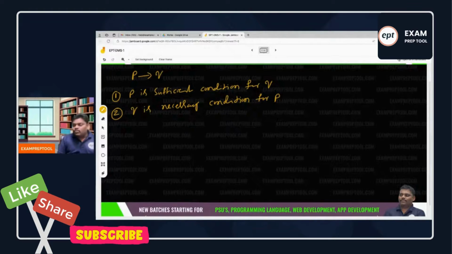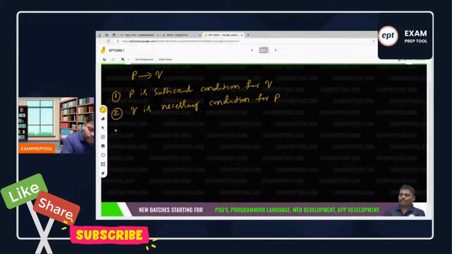He will ask you in the examination, P implies Q: who is the necessary condition to whom? Who is the sufficient condition to whom? Please take care. Q is the necessary condition for P. What is the reason? If P is true, Q should be true, then only this is true. Q is the necessary condition for P means if P is true, Q should be true.